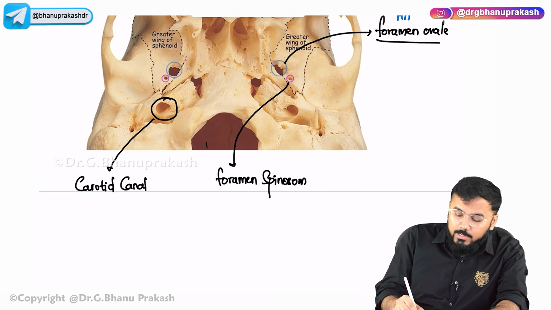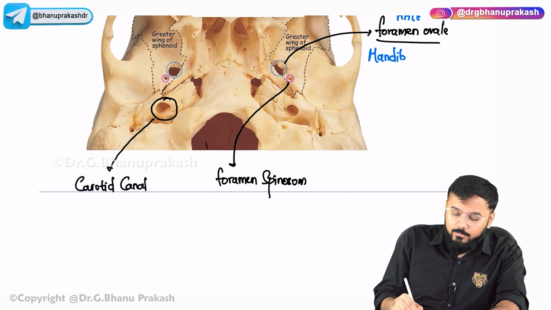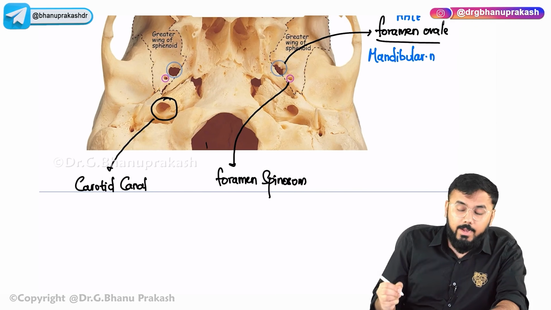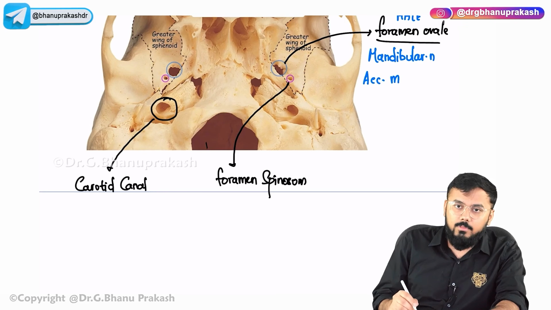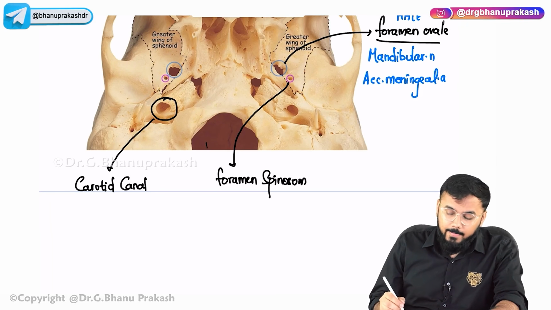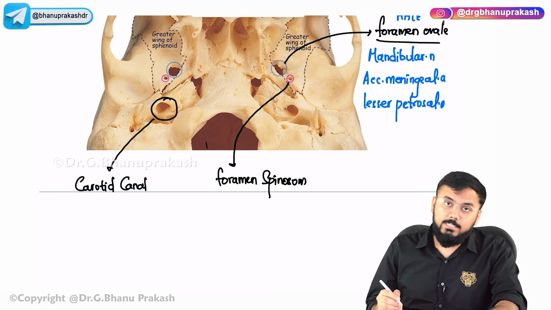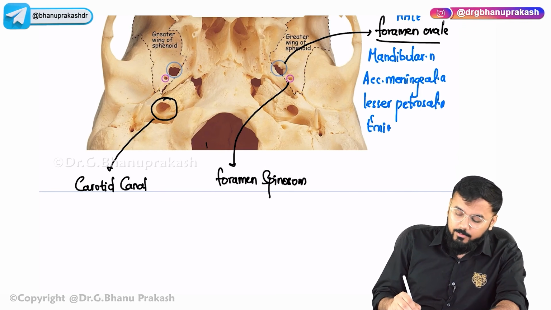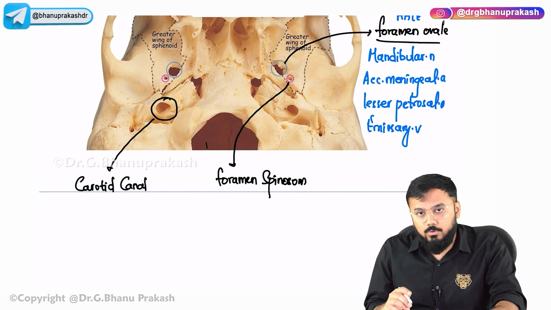Foramen ovale, remember the mnemonic MALE. M stands for mandibular nerve. A stands for accessory meningeal artery. L stands for lesser petrosal nerve. And E stands for emissary vein. So these are the structures that are passing out of foramen ovale.